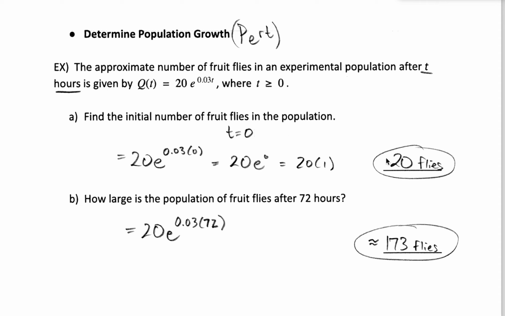So we're starting with 20 fruit flies in this experiment, and we're asked to find how many fruit flies we have after 72 hours. So these 20 fruit flies are reproducing exponentially here. T is represented by hours, so we're going to plug 72 into that T spot, use our calculator, and it tells us it's about 173 flies. It's important to note that when you're talking about populations, we don't want to have decimal values. We want to just round down.